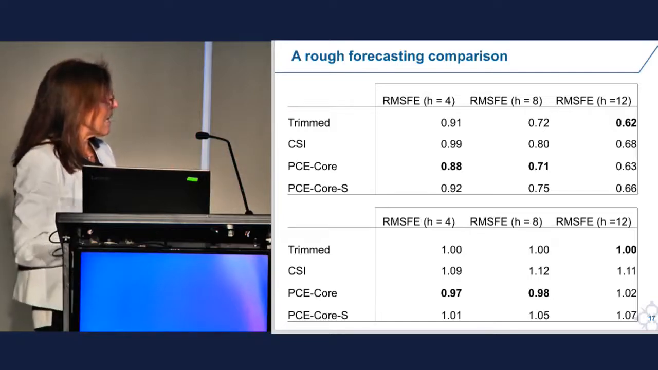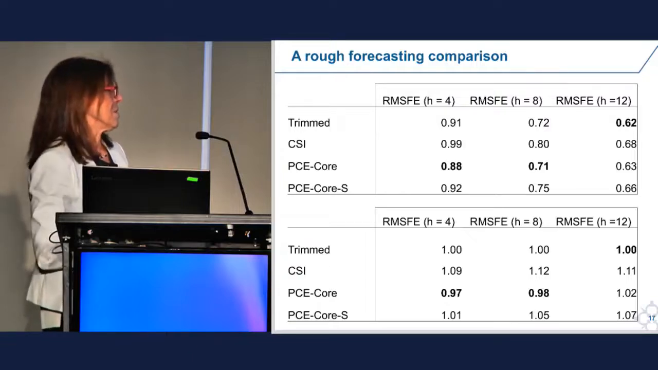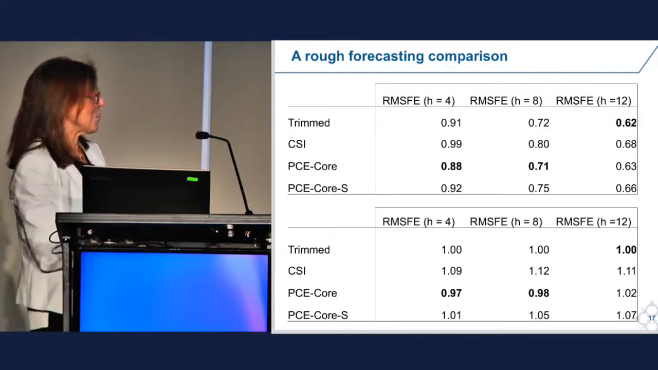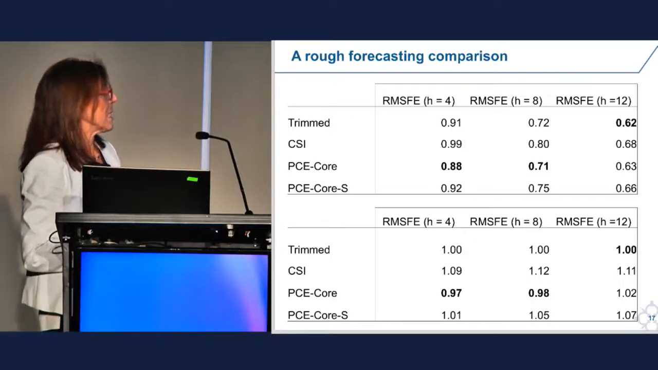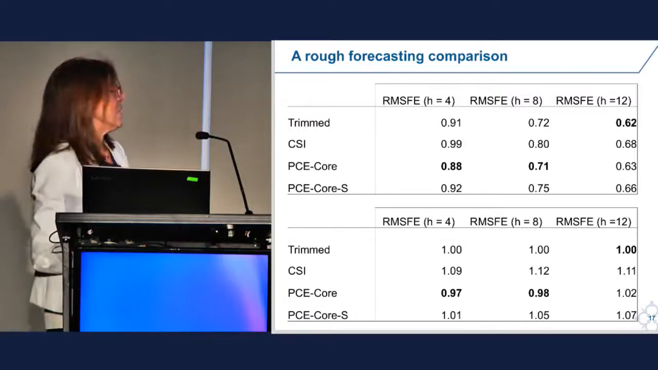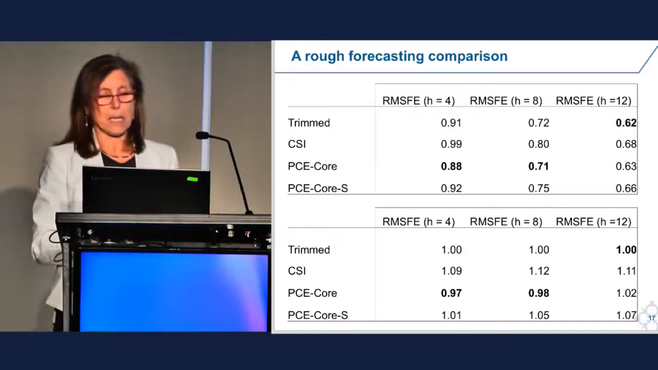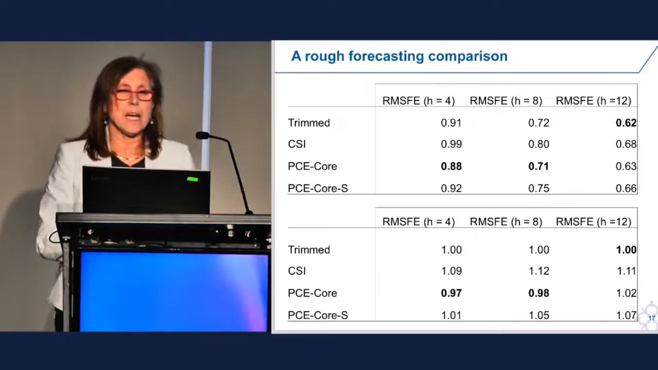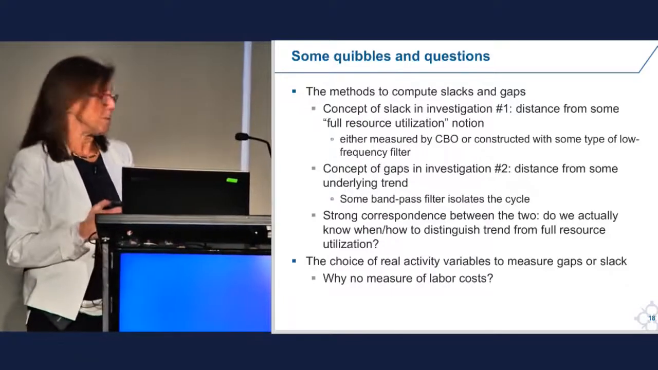Instead, running this horse race, with no particular carefulness in the exercise, it's a pure forecasting regression, the PCE core forecasts better. The CSI does not have better forecasting power than this other measure of PCE. Okay, so we shouldn't use it for forecasting. Some quibbles in the last 4 minutes, and some questions.